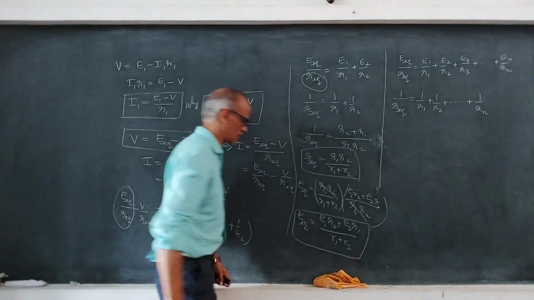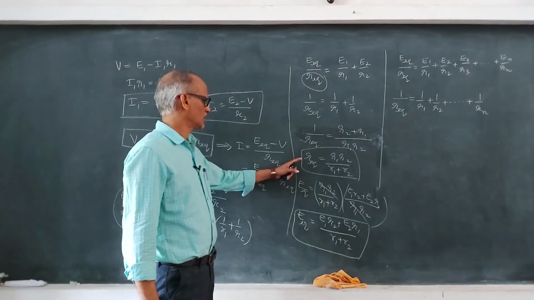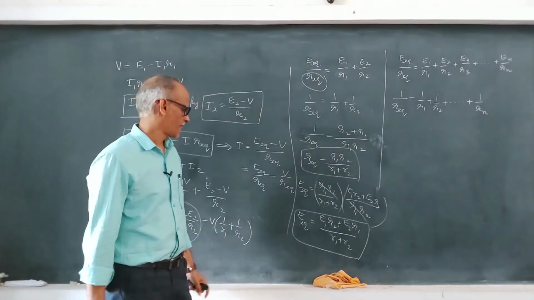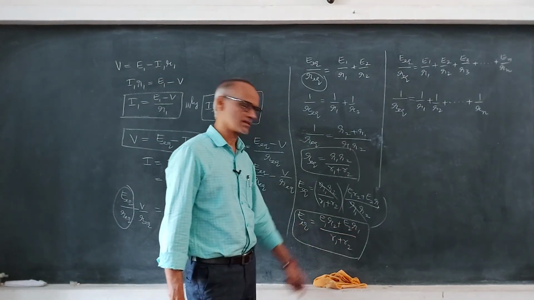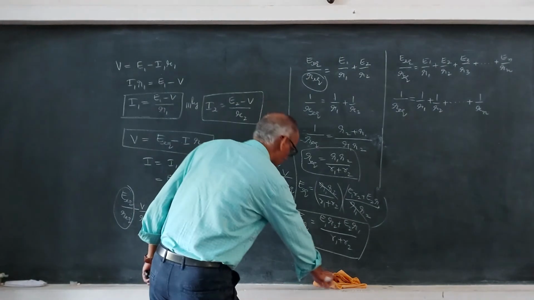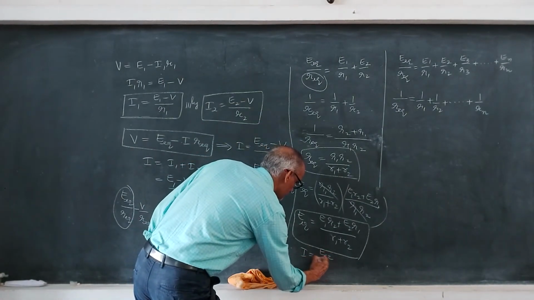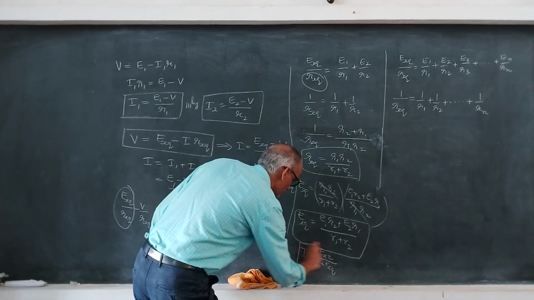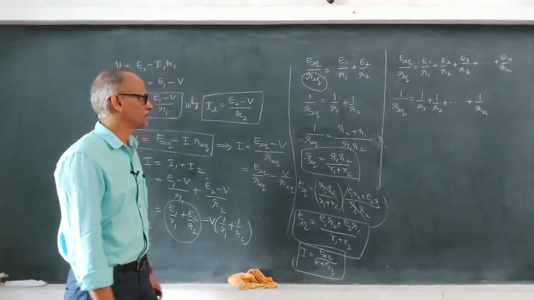So, we can use this only for two cells. So, R equivalent is equal to R1 into R2 by R1 plus R2 for two cells, or E equivalent is equal to E1 R2 plus E2 R1 by R1 plus R2. An expression for current, that is I is equal to E equivalent by R plus R equivalent. That is the formula for current through the circuit.